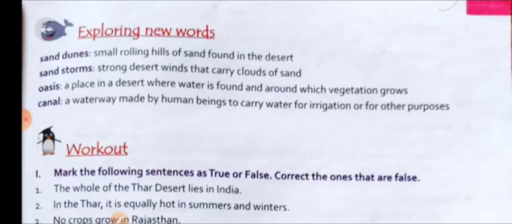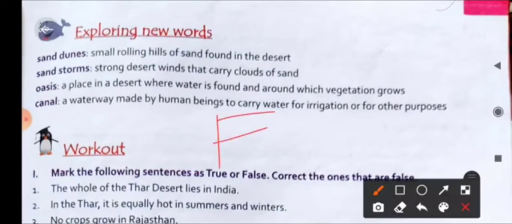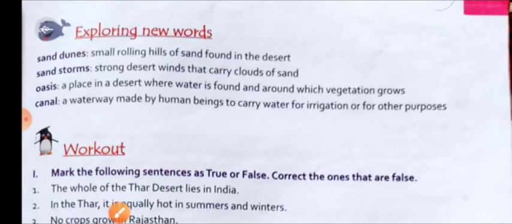Next is: in Thar, it is equally hot in summer and winter. Okay. It is hot in winter and summer. So this statement is also false because in summer it is very hot, and in winter the night is very cold, but the day is warmer than the other climate. Okay.